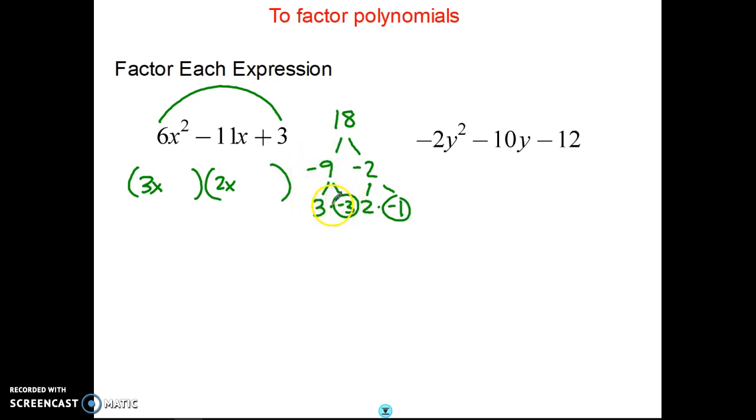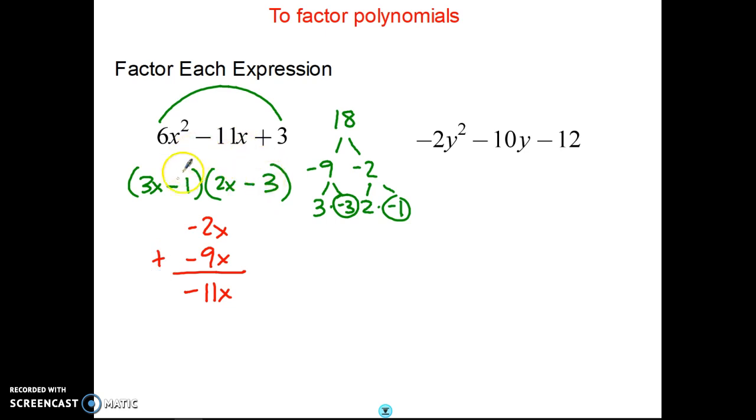Now this negative 3 has to multiply by this positive 3. So that negative 3 has to go on the other side. And that negative 1 has to go over here, so it multiplies by the 2 when I do the inner product. Let's double check my factorization. Negative 2x, negative 9x. Okay, so that means negative 11x. Is that what I wanted? Sure was. When I add those together, I get negative 11x.